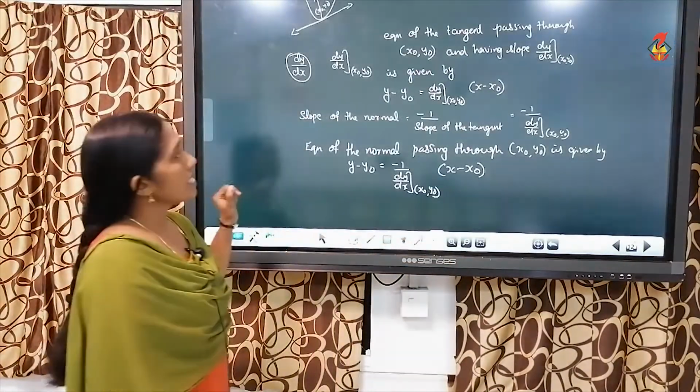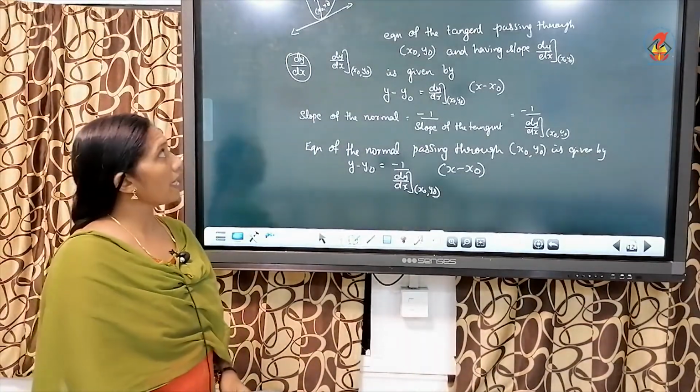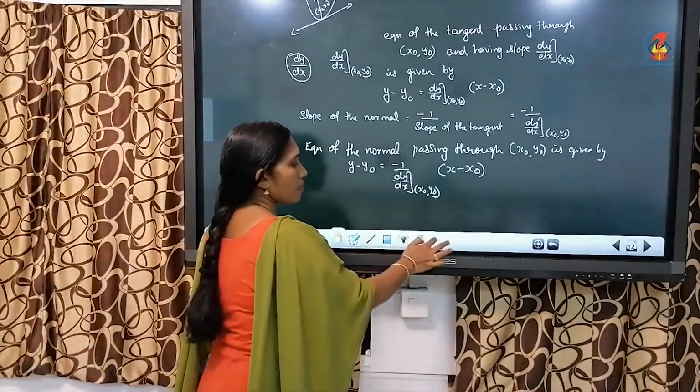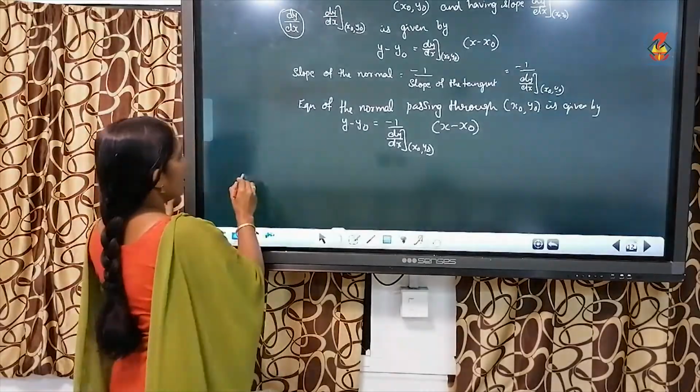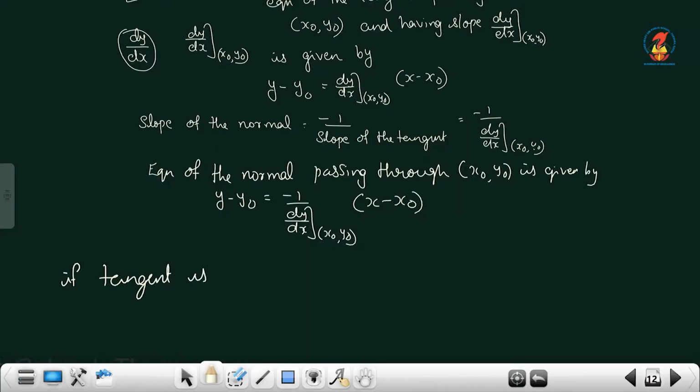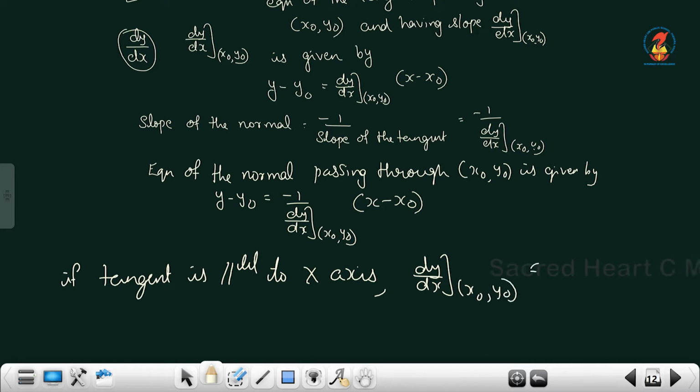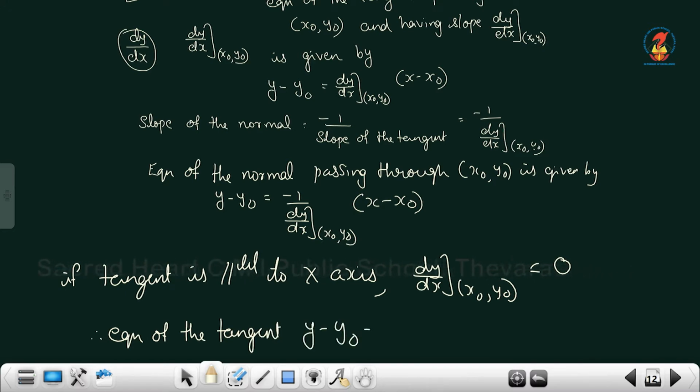Then, if the tangent is parallel to the x-axis, a line parallel to the x-axis means its slope is equal to 0. So, if the tangent is parallel to the x-axis, slope is equal to 0, that is dy by dx at that point x0, y0 equal to 0. Then how do we write the equation? Equation of the tangent: y minus y0, right hand side is 0, which implies y is equal to y0. So, if the tangent is parallel to the x-axis, the equation reduces to y is equal to y0.